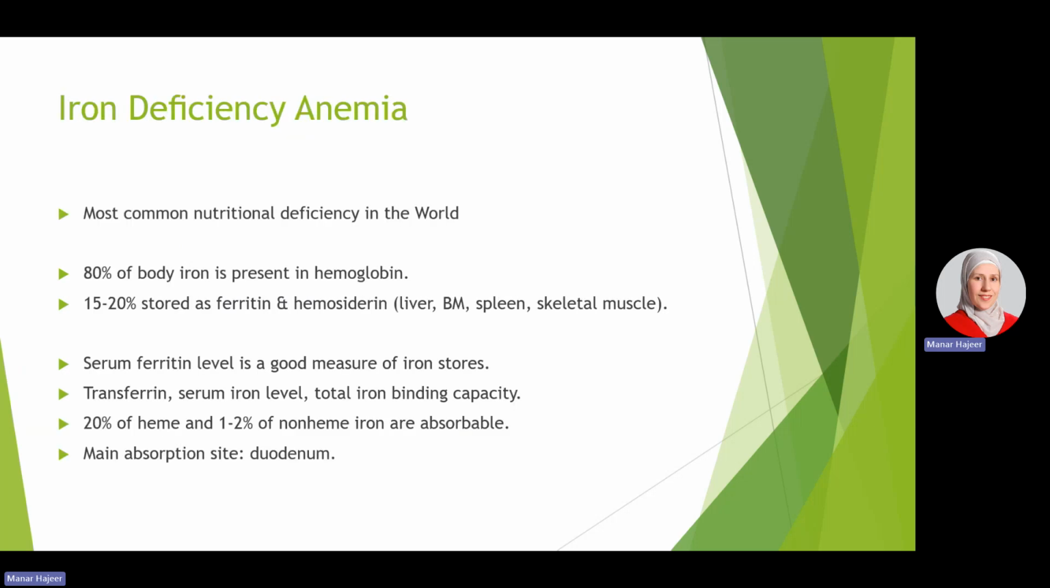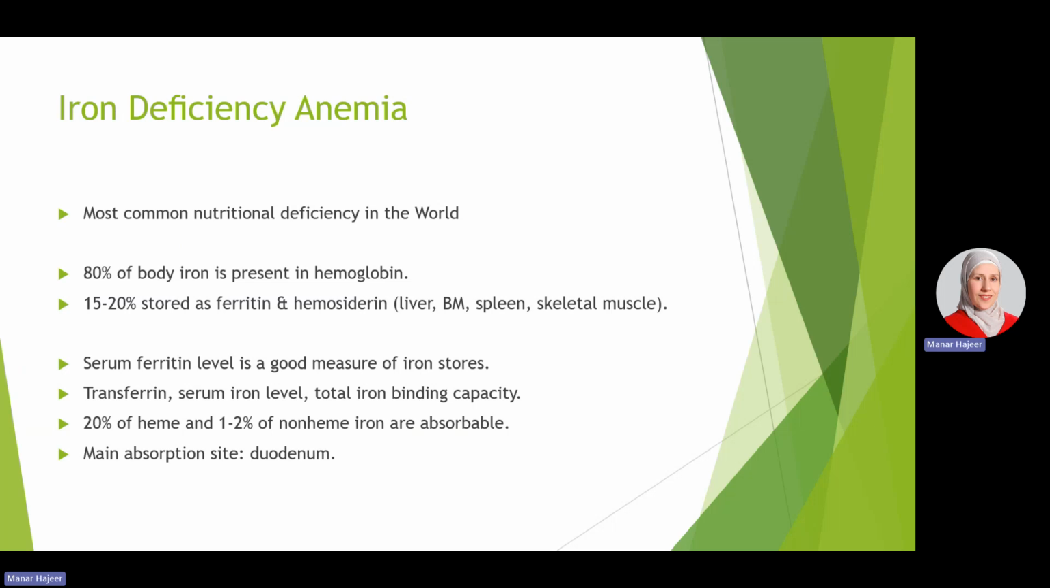So iron deficiency anemia is the most common nutritional deficiency in the world, and 80% of the body iron is present in the hemoglobin circulating in red blood cells. Now, 15 to 20% of the body's iron is stored as ferritin and as hemosiderin in organs like the liver, the bone marrow, the spleen, and the skeletal muscles.